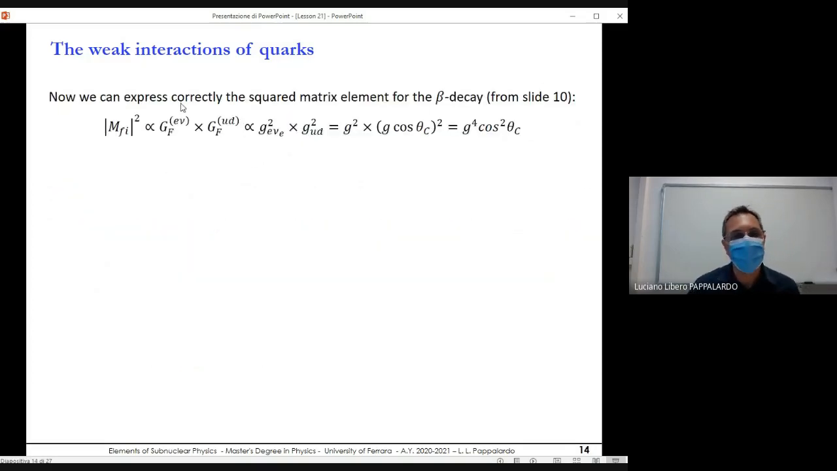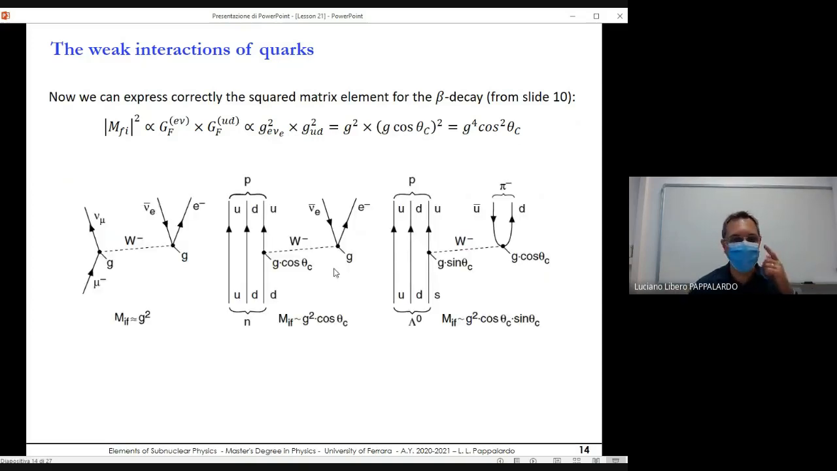Let's now go back to the beta decay, the one that I showed you 4 slides ago. We have our matrix element that we write as proportional to the two couplings at the two vertices, the electron vertex and the UD vertex. For the electron vertex, the Fermi coupling is just the lepton coupling. For the quark vertex UD, we have to multiply this by the cosine of theta C. And so at the end, the matrix element is not G to the 4, but it is G to the 4 times cos square of theta C. And this is why we observe this difference in the coupling.